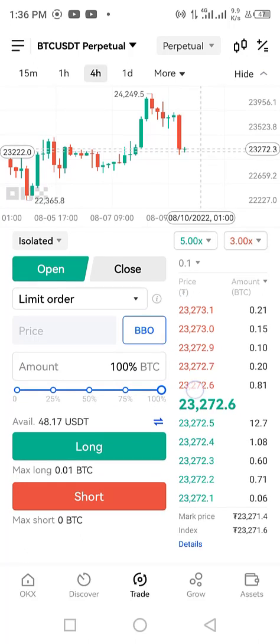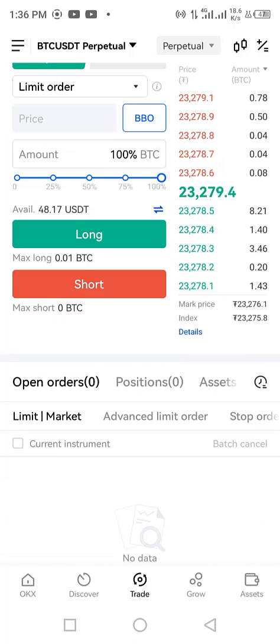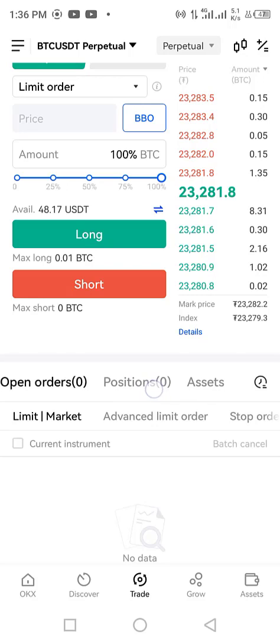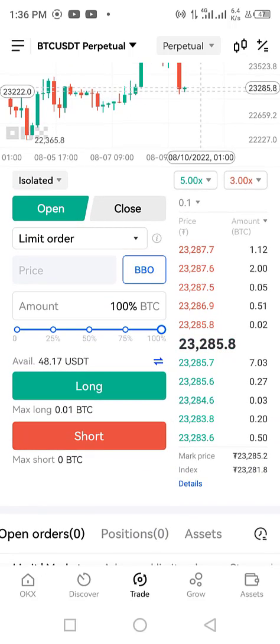If you look down right here, we have open orders and positions. Now, these are two different things. Open orders are for limit orders. That means if I place a limit order, it will reflect under open orders. While if I place a trade using market order, it will execute instantly and you will have it under positions right here. Now, let me do an example.